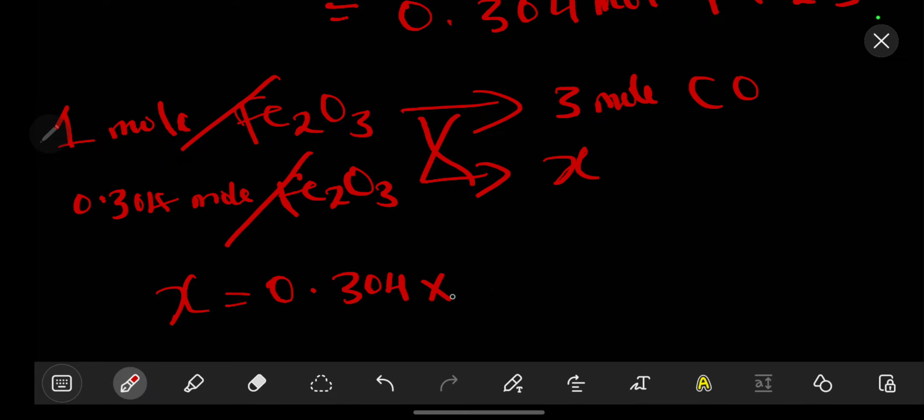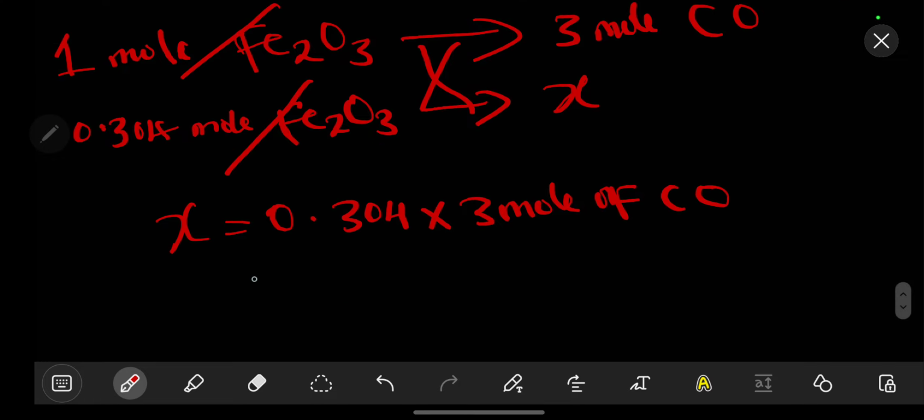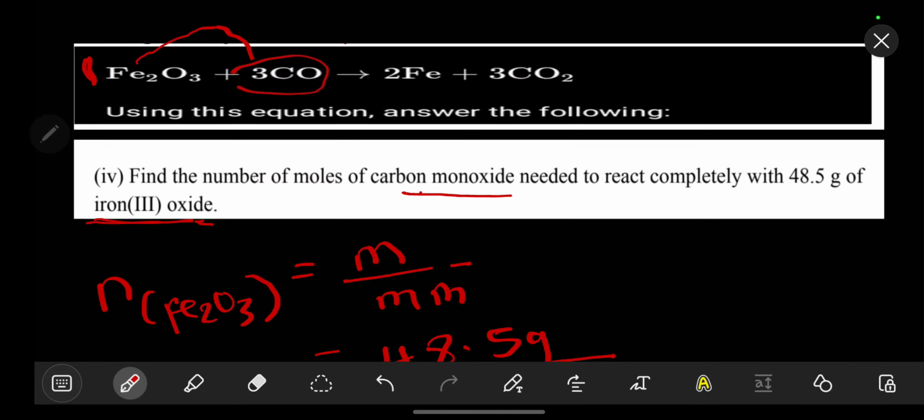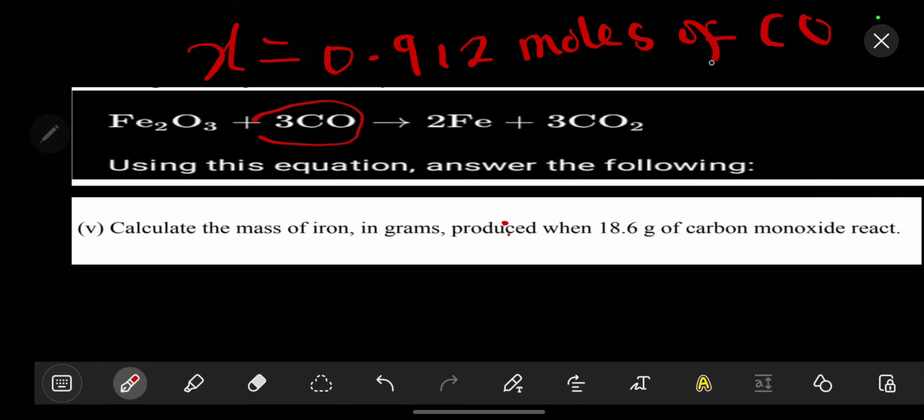0.304 times our 3 moles of carbon monoxide. So the number of moles it's giving us is equivalent to 0.912 moles of our carbon monoxide. So that is the number of moles, but what have we been asked? Yes, it's the number of moles, so we end there for that problem.